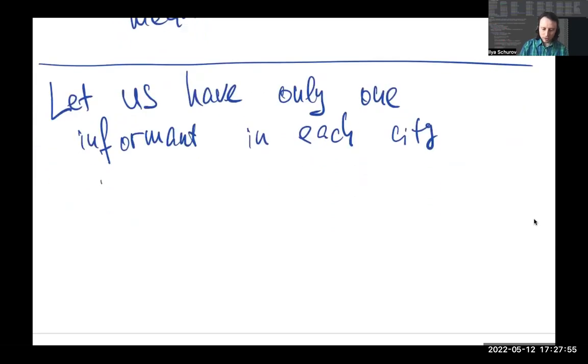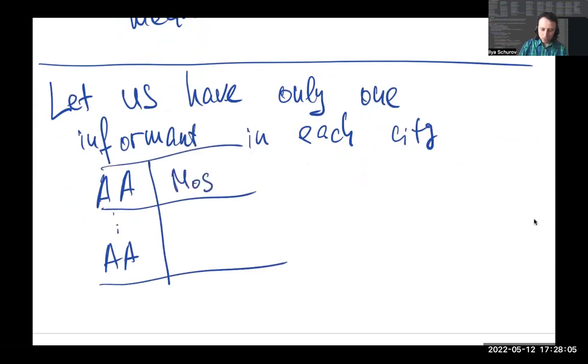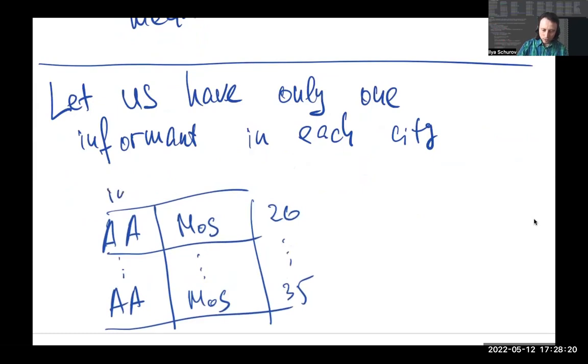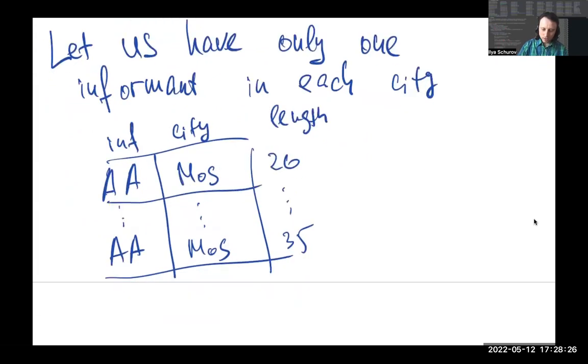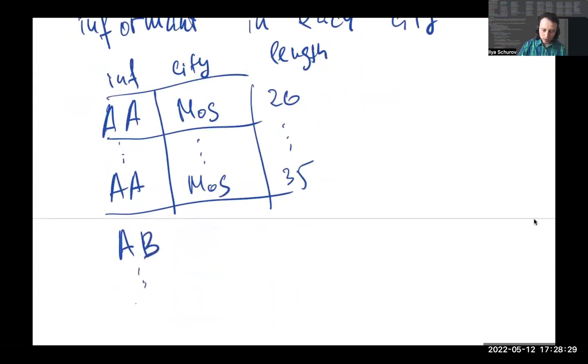So we have a table like this. We have a lot of rows that correspond to the first informant from Moscow. And we have some numeric values here. So again, this is informant, this is city, and this is length. And we have another informant. And again, we have a lot of observations for this informant. This informant is from St. Petersburg, and we have some values here.